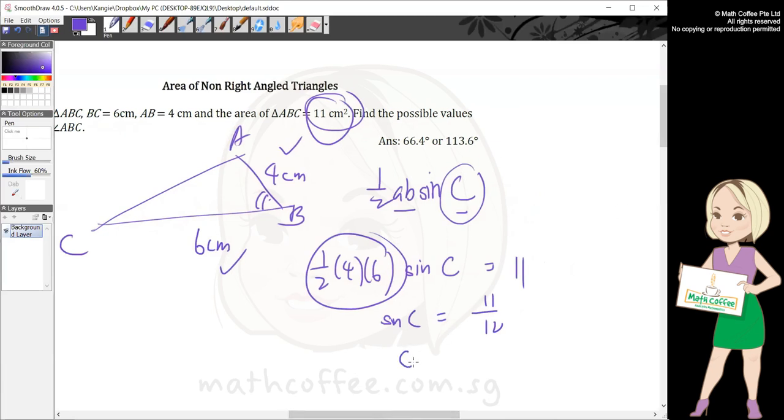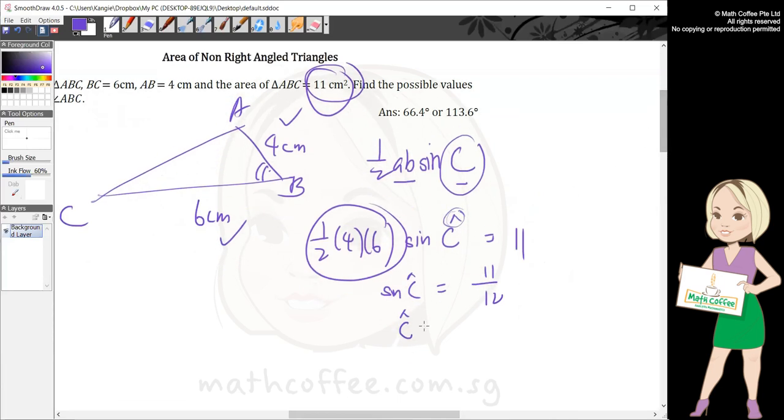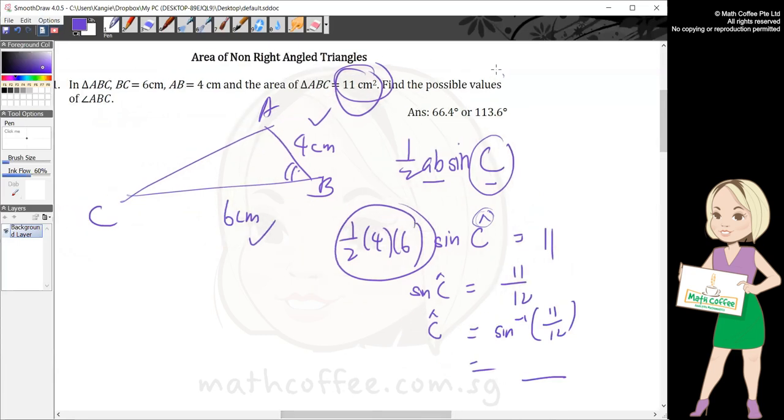Then angle C. Some students ask me, what is this thing? It simply means angle. That's not something new. So angle C is simply sine inverse 11 over 12, and then you will get the answer. But do you notice that they say possible values, with an S? So why is it that there are two answers?